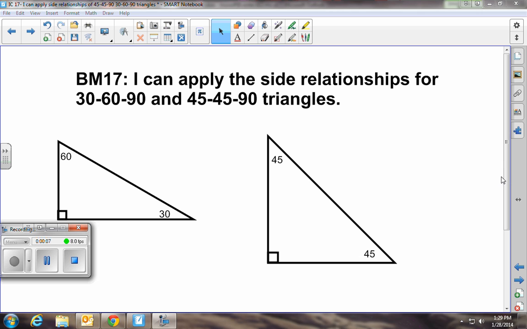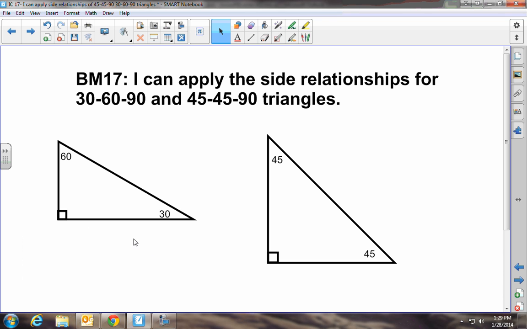This is our special right triangles. Benchmark 17 says I can apply the side relationships for 30, 60, 90 and 45, 45, 90 triangles. And we've got an image of each of those right here. These are the only two triangles that the rules that we're going to talk about apply to. So really a pretty simple benchmark once you boil it all down.